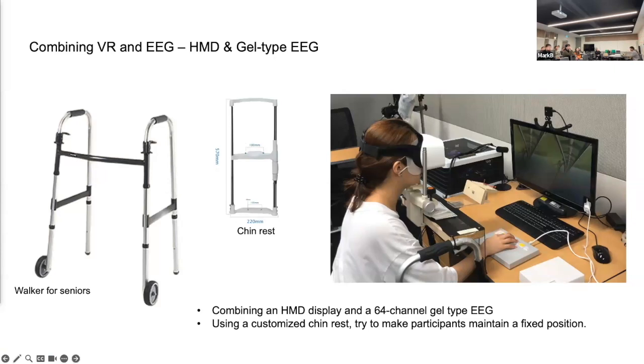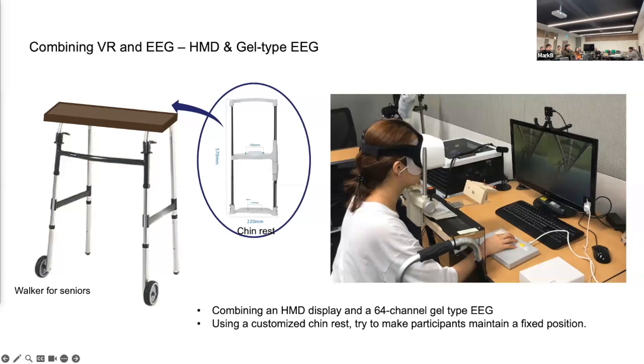So what I did was use this walk assistive tool for seniors. I put a wood plate on that senior walker, and also I put a chin rest, which is usually used for your eyesight test, on top of that, and made sure the participant cannot move their body, especially their head, so as to correctly and reliably measure EEG signals.